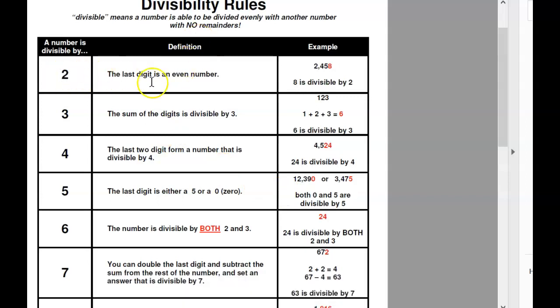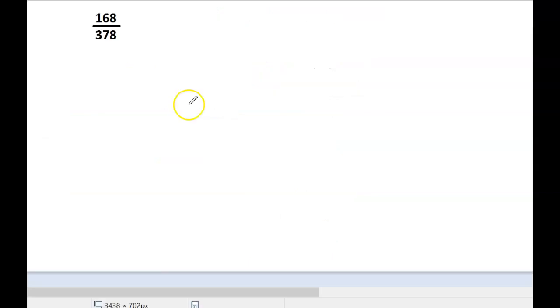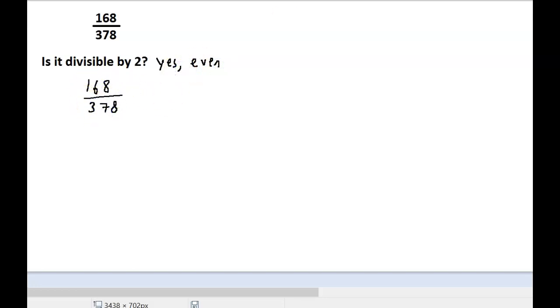2 is a good one, because if the last digit is an even number, that means 2 can go into it. So we can ask, is this divisible by 2? Yes. They both end in 8. It's even. So let's have 168 over 378. Let's divide the top and bottom by 2. 168 divided by 2 is 84. 378 divided by 2 is 189.